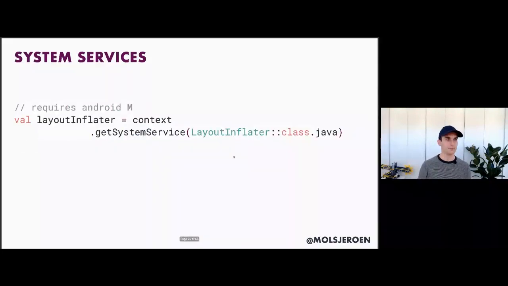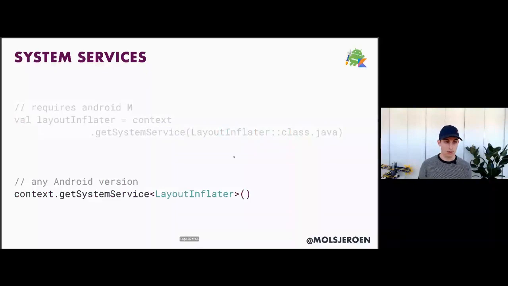Next up, system services. Way back in the day, if you wanted to get a system service, you had to ask for the system service by name and then cast it to the right type. But thankfully, that's no longer required. If your min SDK is Android M, then you can get a service by class. But Android KTX actually provides a very easy method where you can just say, hey, getSystemService, this is the type, and then you just get the entire type back, which works on any Android version.